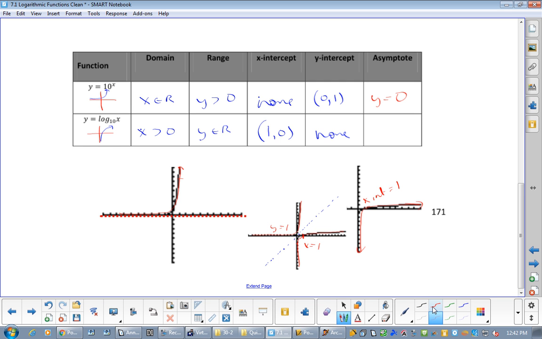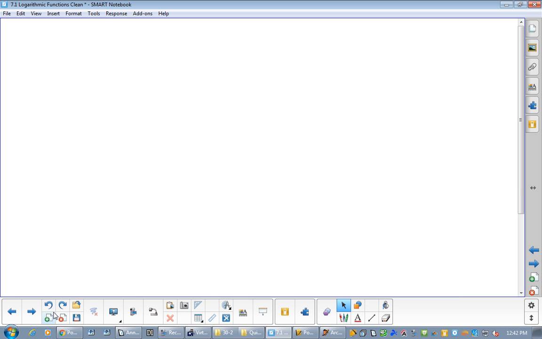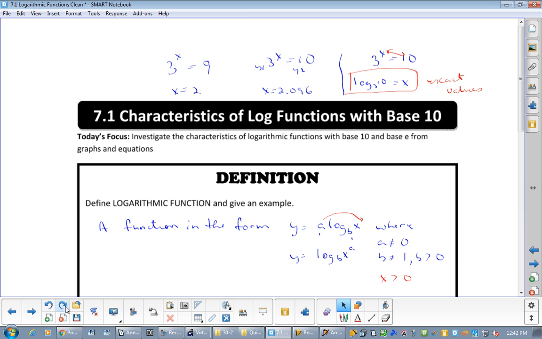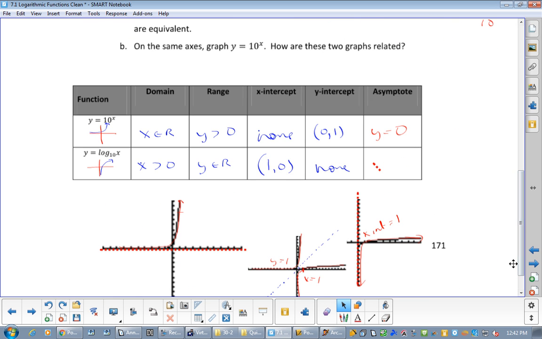And then the asymptote for the other equation is x equals 0. Okay, lots of stuff to know there, right? We want to get that stuff on our study sheet.